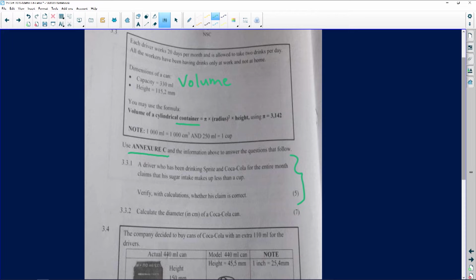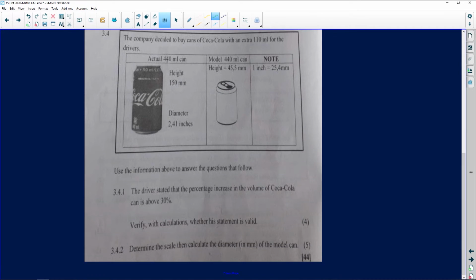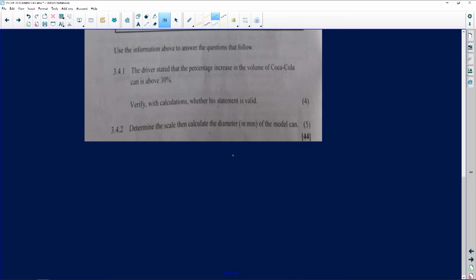However, I have chosen to do this one, which is out of 7. I didn't want to scrap out the entire question because I wanted us to still do it. It says to us, calculate the diameter in centimeters of a Coca-Cola can. First things first, we have been given the formula. I am going to rewrite the formula for us so that we can see what is going on. So I'm going to name that 1.